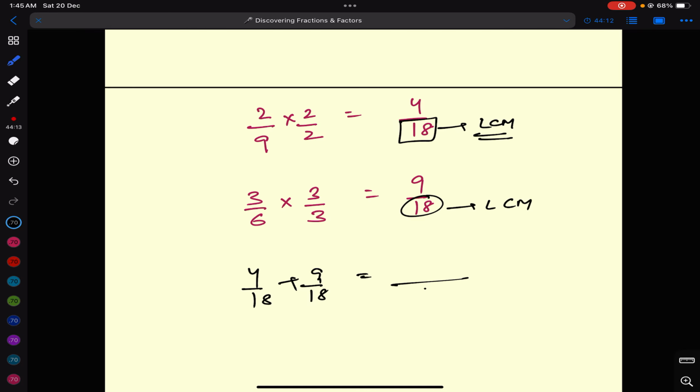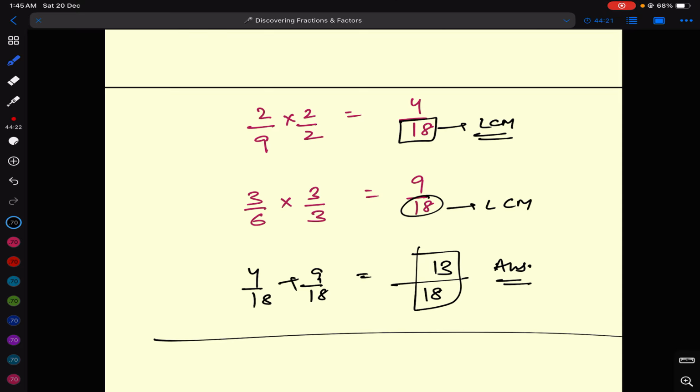So this becomes 18 as a common denominator and 13 in the numerator, so you get the answer as 13 over 18. This is how you add the fractions by making use of the LCM. Clear? So this was all about finding the least common multiple and how we use this concept in adding the fractions. I hope the concepts that we discussed in part 2 of chapter number 3 are clear to you. This was all for today.